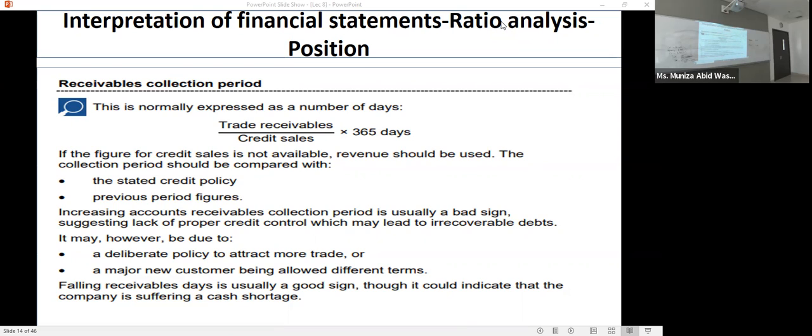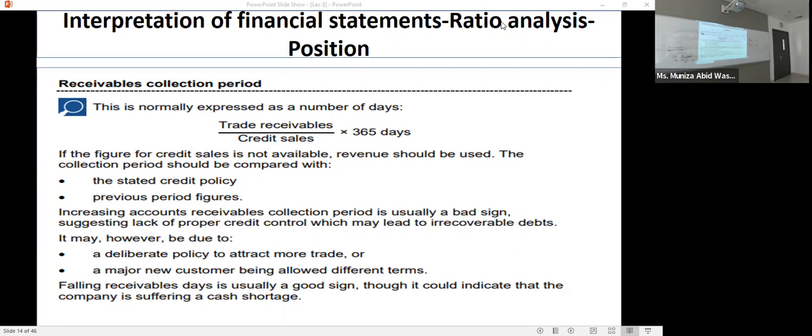So they say this is normally expressed as the number of days: trade receivables divided by credit sales multiplied by 365. If the figure for the credit sales is not available, revenue should be used, and revenue is total sales. The collection period should be compared with the stated credit policy. Sometimes the credit policy tells us the number of days which normally the company should be giving to its receivables for collecting the debts. Say, for example, the receivables can pay within 10 days of the sales. So if the credit sales days are matching the credit policy, then it's fine. If it's taking more than that, then it's going to be unfavorable.